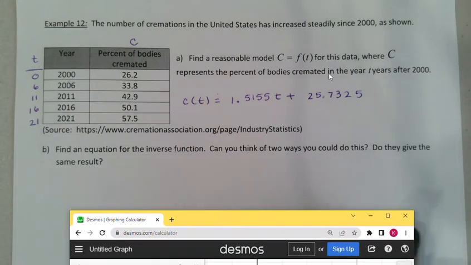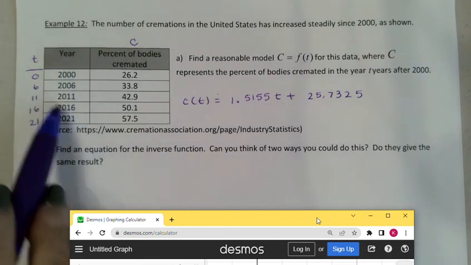25.7325. So there we go. There's my C of T function. I'd like to now find an equation for the inverse function. And I'd like to discuss two possible ways to do that, and then we're going to pick which one we like better. I don't think I'll actually even compare them, because they'll give similar, although not quite identical, results.